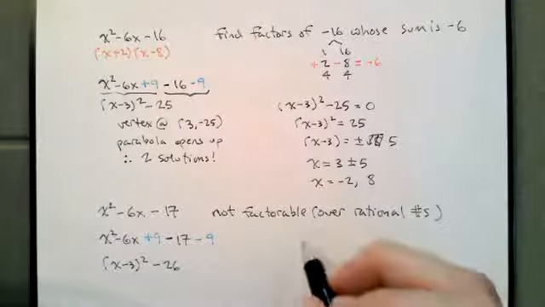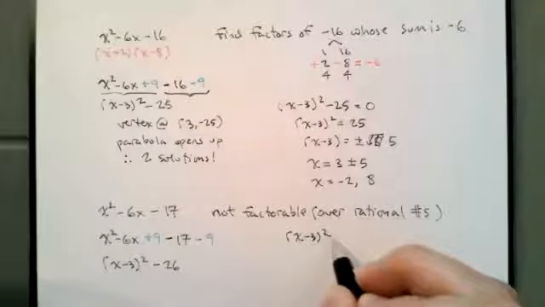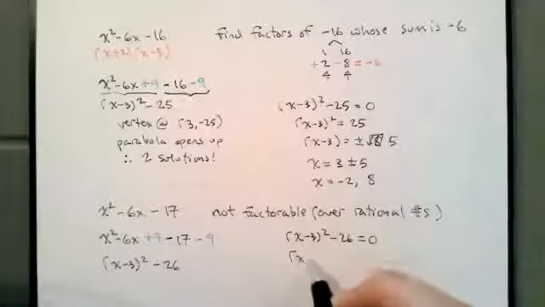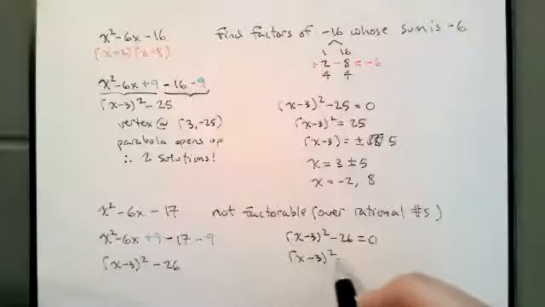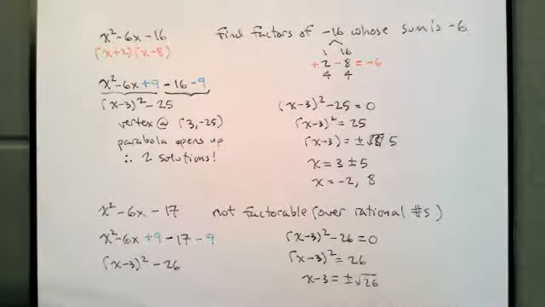So if we go to solve, instead of the 25, we have (x minus 3) squared is equal to 26. So x minus 3 is plus or minus the square root of 26. So x is equal to 3 plus or minus the square root of 26.